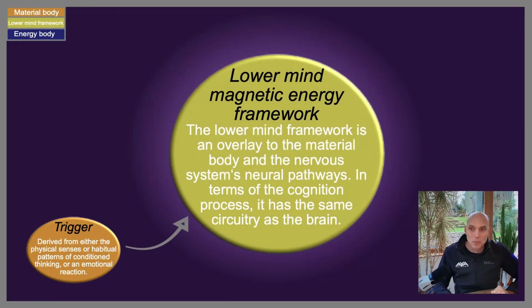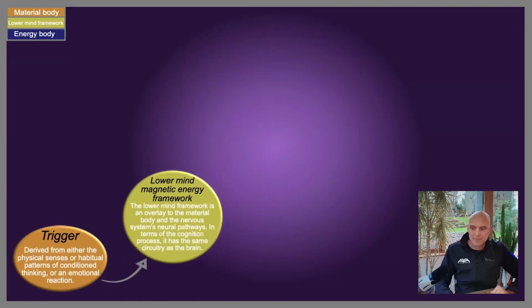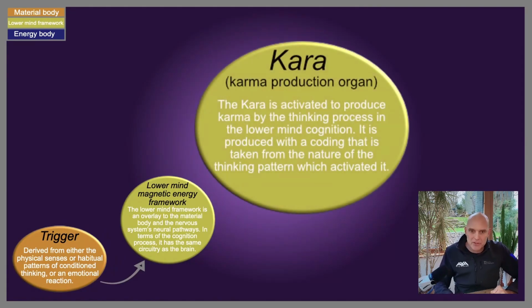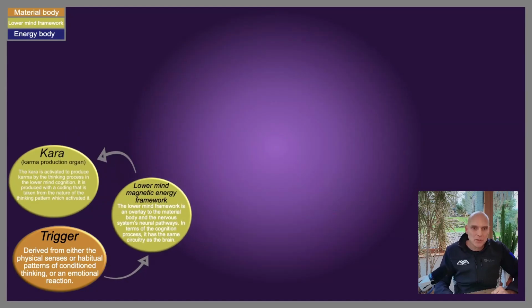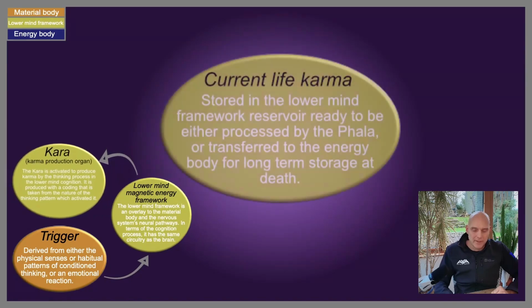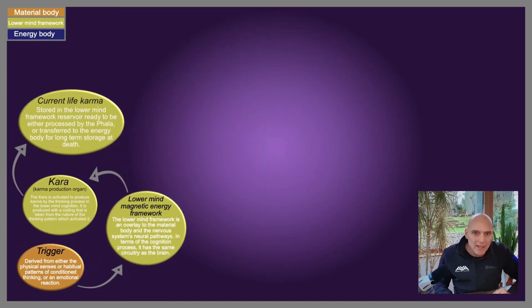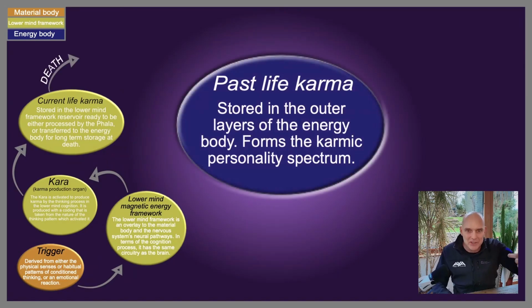Or let's call it worrying now. Constantly worrying about upcoming exams. That activates the kara to start producing karma. So whenever somebody is worrying about something, they're producing more karma. That gets stored in the current life karma. I'm going through it quite quickly, obviously. That gets stored in the current life karma, and then after that incarnation, it will get stored in the outside layers of the energy body.